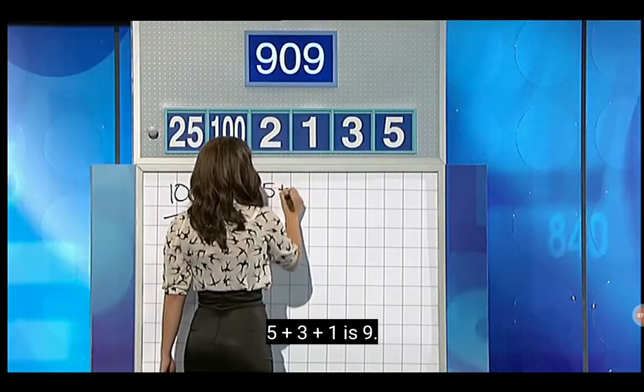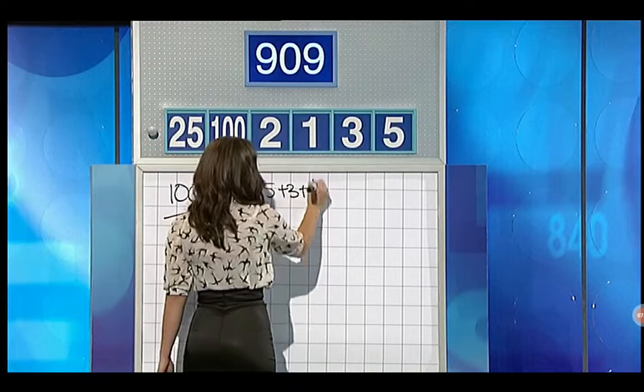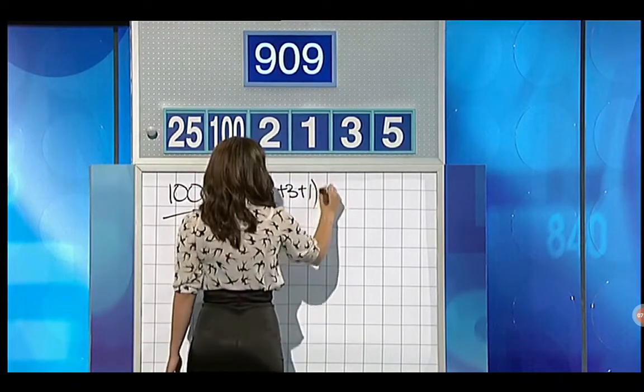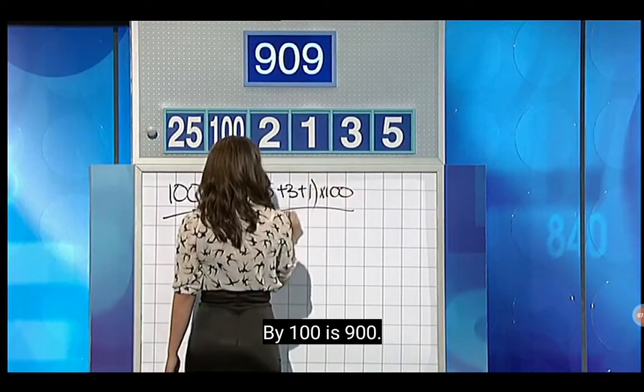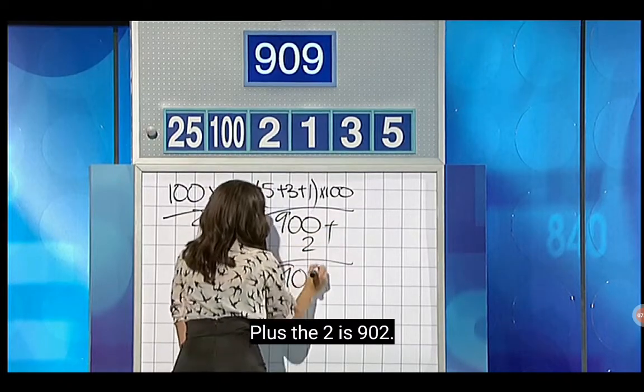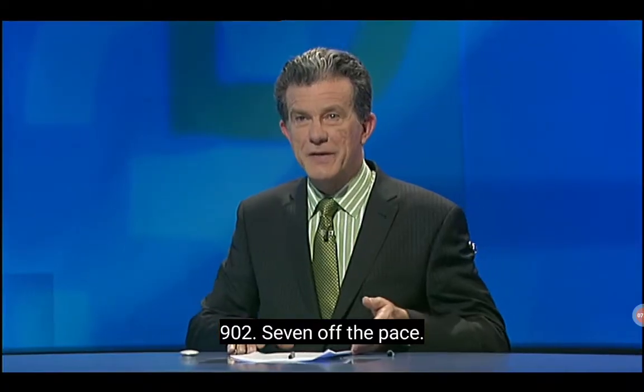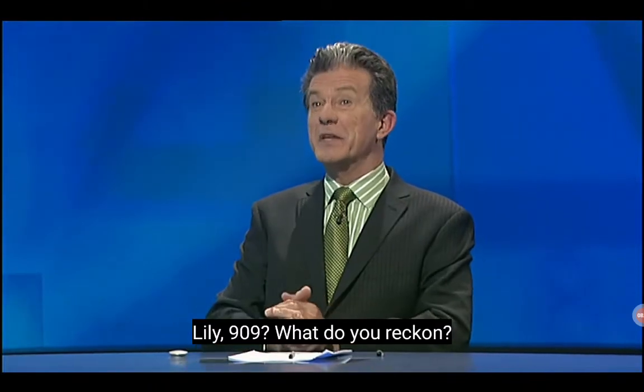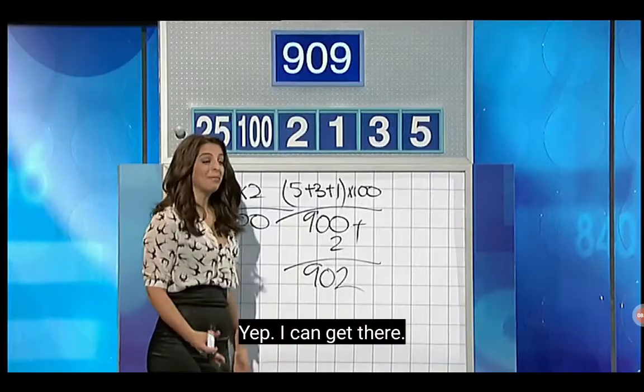I did 5 plus 3 plus 1 is 9. Times 100, it's 900. Plus the 2 is 902. 902, 7 off the pace. Lily, 909, what do you reckon? Yep, I can get there.